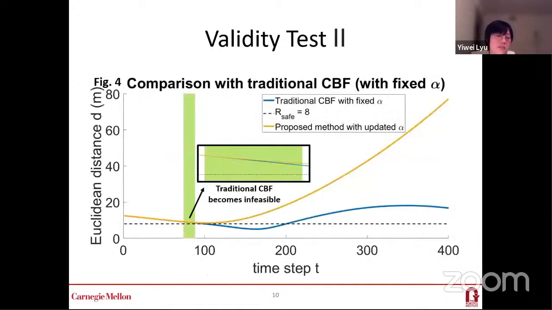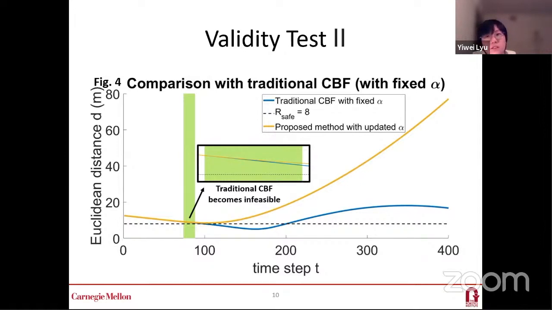The second validity test we take is the comparison with the traditional CBF with fixed alpha value. The blue line here stands for the traditional CBF with fixed alpha, and the yellow line is the proposed method with updated alpha. And we have the green zone here representing the time interval where, in our proposed method, the alpha value is getting updated.